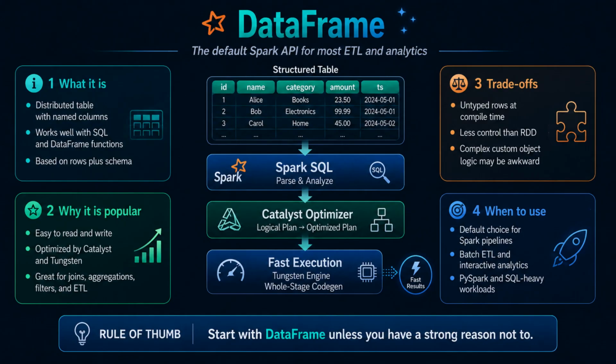Even with these trade-offs, DataFrame is still the best default for most teams. The rule of thumb is simple. Start with DataFrame unless you have a strong reason not to. If you are building Spark pipelines, batch ETL, analytics jobs, or SQL-heavy transformations, DataFrame should usually be your first option. It's a powerful and flexible tool that simplifies many aspects of data processing.